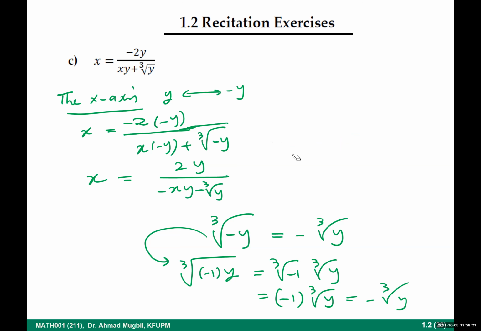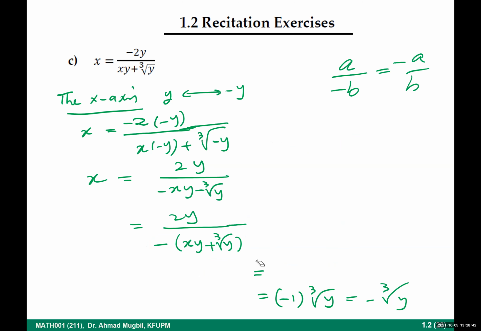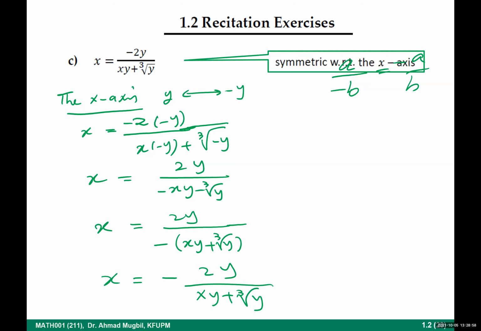Let me erase this part. This is what we have. You know, Shabab, that a over negative b is the same as negative a over b, or not? Yes. So let's take the negative in the denominator as a common factor. So it will be xy plus the cubic root of y. Now the negative in the denominator can be written in the numerator or in front of the fraction. So this is equivalent to what? Negative 2y over xy plus cubic root of y. So it is equivalent. So it is symmetric with respect to what? To the x-axis.